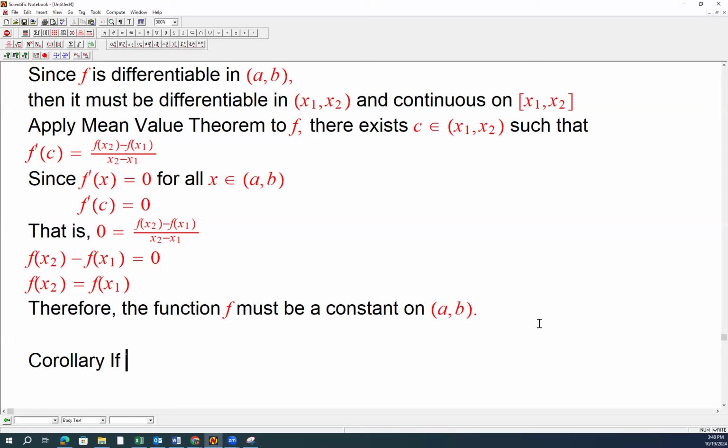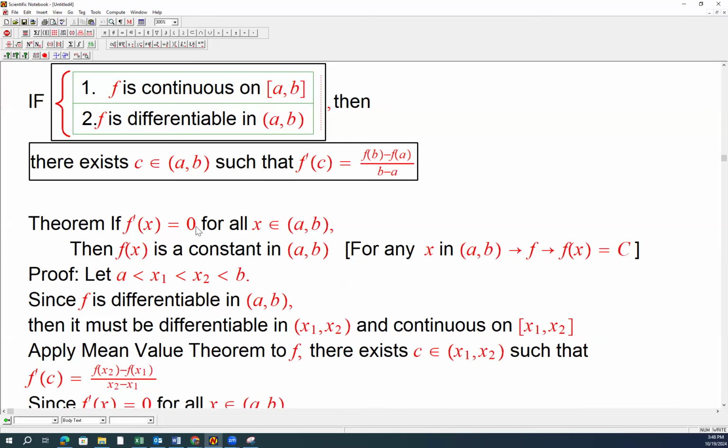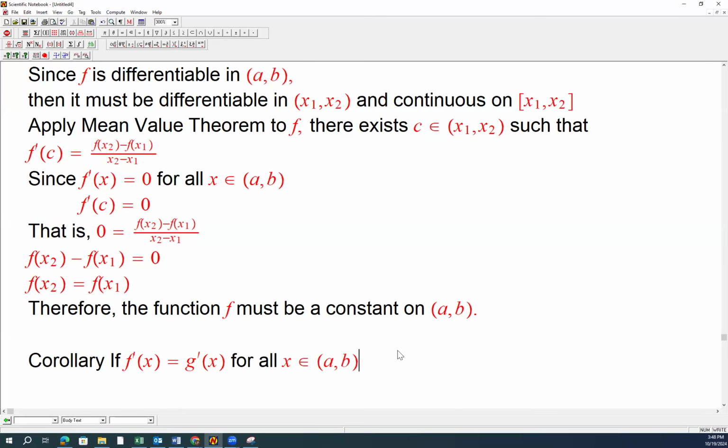if f of x and g of x have the same derivative, so the derivative of f is equal to the derivative of g for all the x inside the interval AB. I did the copy and paste because I want you to see these conditions are comparable.